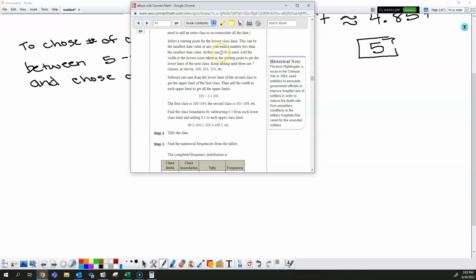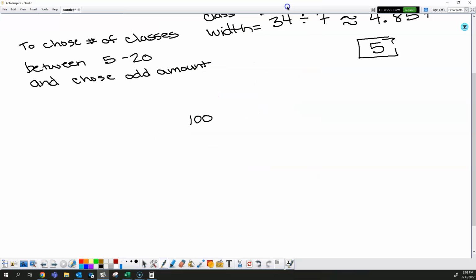Add the width to our starting point, and that will get the low limit of the next class. We're going to keep doing that until we have 7 classes. So 100 plus 5 is 105. 105 plus 5 is 110. 110 plus 5 is 115. 115 plus 5 is 120. 125. 1, 2, 3, 4, 5, 6. 130. So those are our low limits.